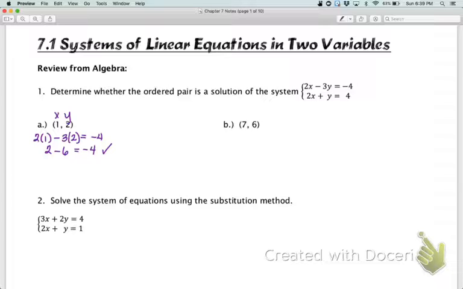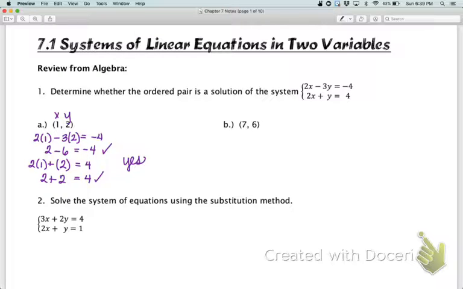That does not, however, mean that this is a solution to the system, because so far I've only shown that it's a solution to the first equation. I also need to check the bottom equation. So 2 times 1 plus 2, which is the y value. Does that equal 4? That's 2 plus 2, which does equal 4. So we got two trues. The answer is yes, that ordered pair is a solution to this system of equations. It must be true in both to be a solution.